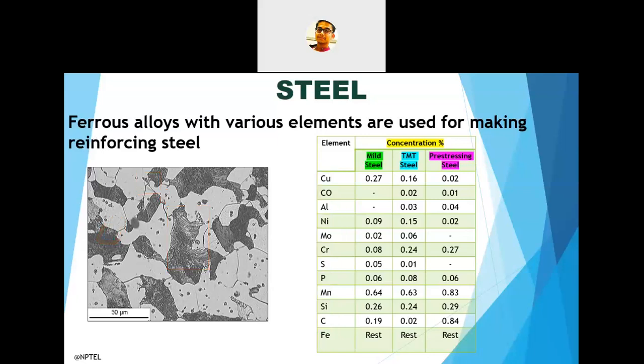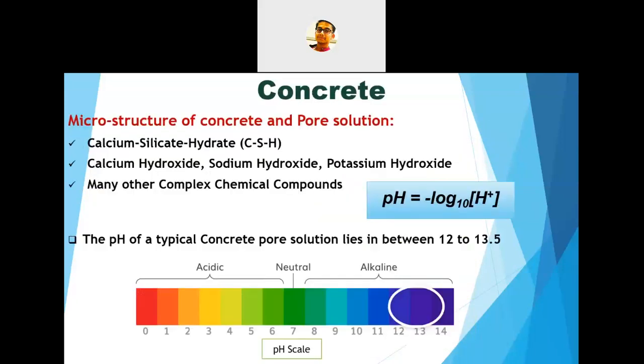So now if we talk about concrete, the main important thing in concrete is calcium silicate hydrate, CSH. This is known as the binder of the concrete, the important material in the concrete, giving strength also. Besides these, we have calcium hydroxide, sodium hydroxide, and potassium hydroxide. These chemicals are quite alkaline in nature, and for that reason the pore solution of concrete is somewhat alkaline. Besides this, we also have a number of complex chemical compounds.